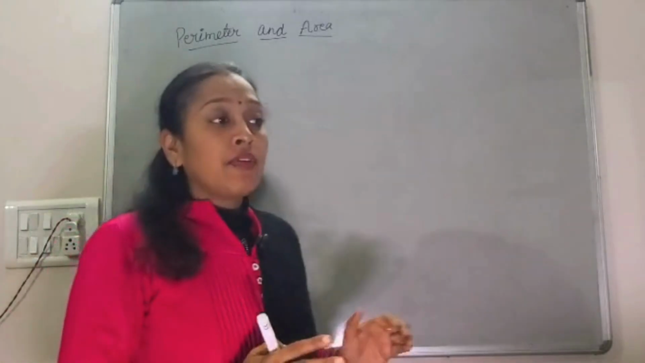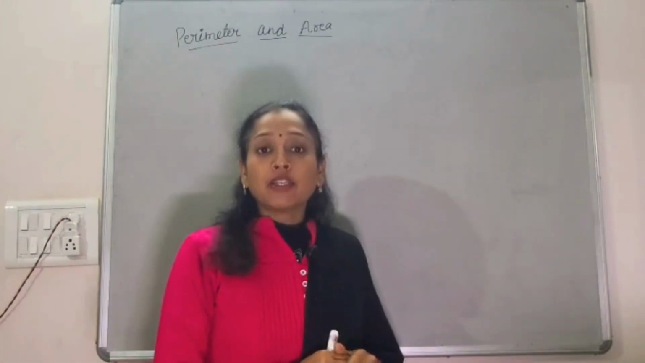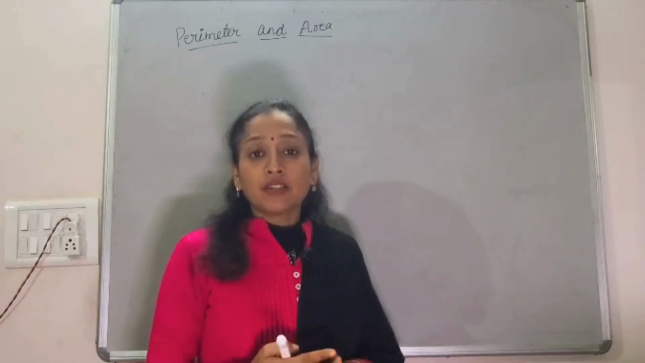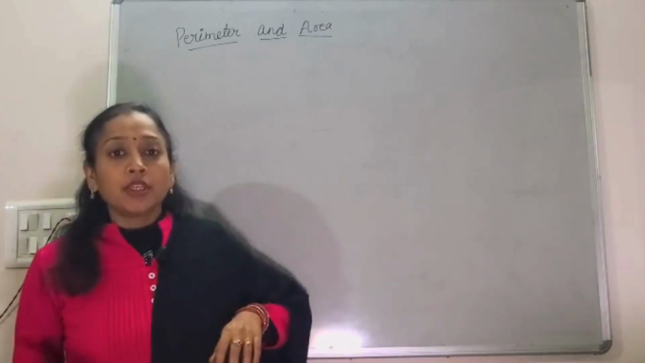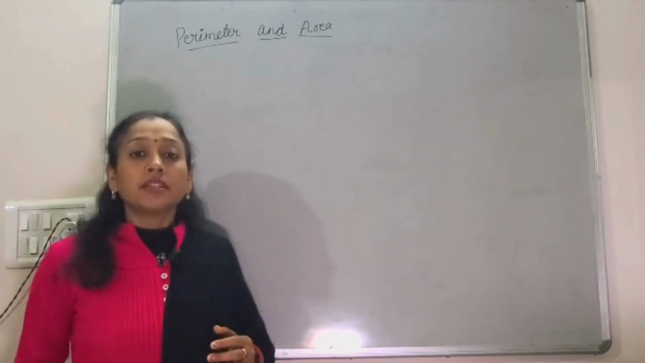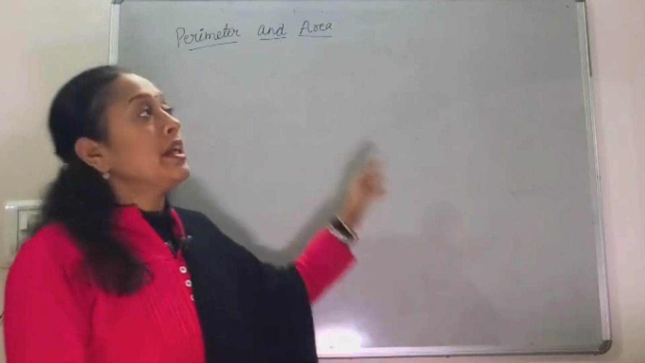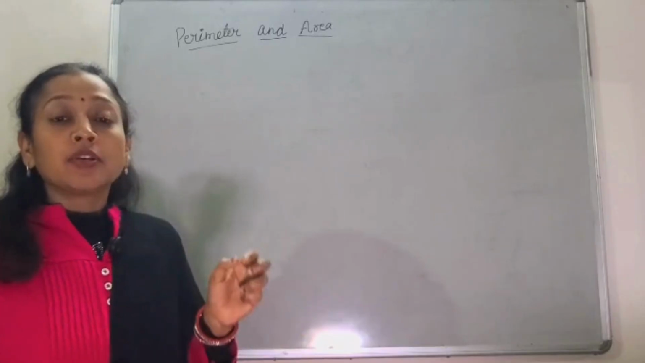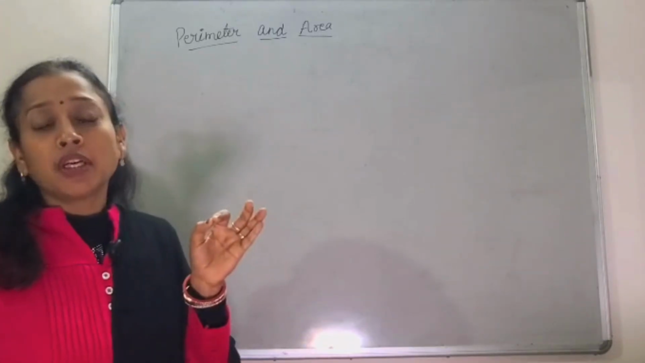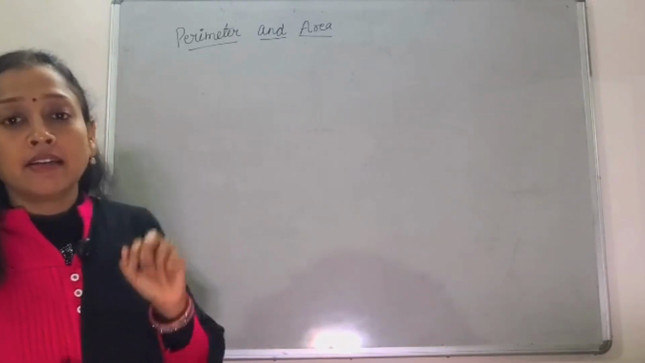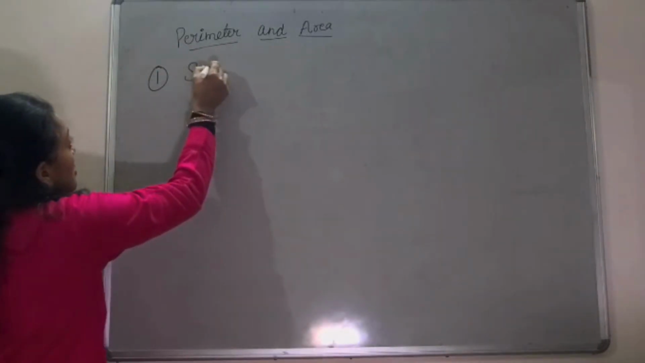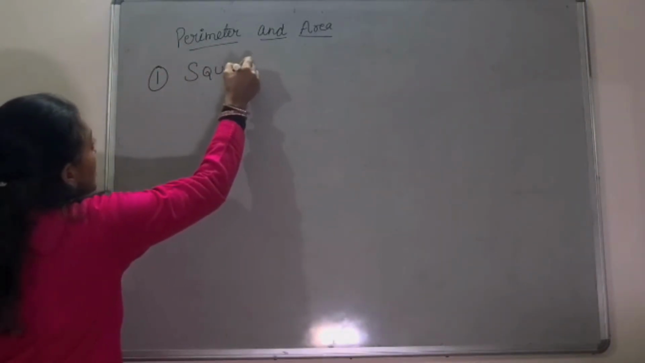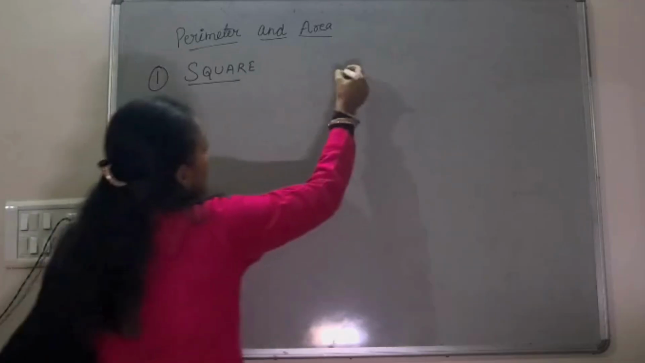So we have different shapes in mathematics, like you have learned square, rectangle, triangle, and in higher classes you learn about many more different shapes: parallelogram, rhombus, trapezium. Every shape has a perimeter and every shape has an area. So today we are starting with the very basic shapes of square and rectangle. First of all, if I consider a square, what is the perimeter of a square? For this, I will draw a square.